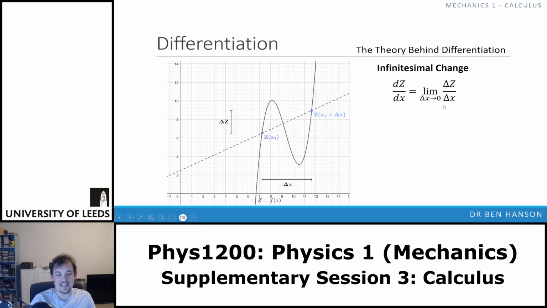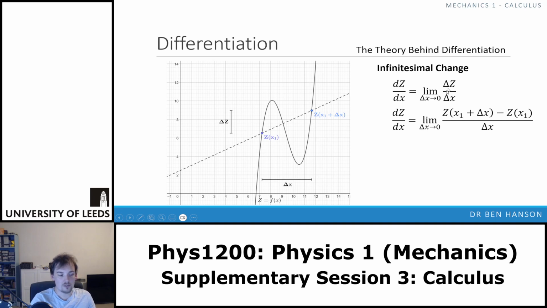Because if we just set delta x equal to 0, we'd get 0 here. We'd also get 0 on top. 0 divided by 0. That's not going to be good for us. So we're not setting delta x equal to 0 here. That's not what we're doing at all. The limit as delta x tends to 0 means we're looking at the behavior of this line as that point approaches this point, moving along this graph. What does it look like?